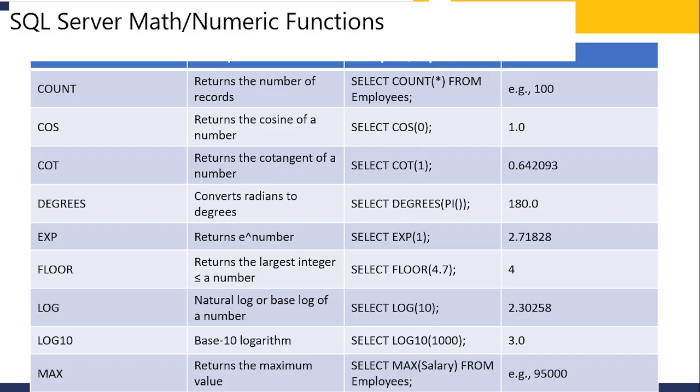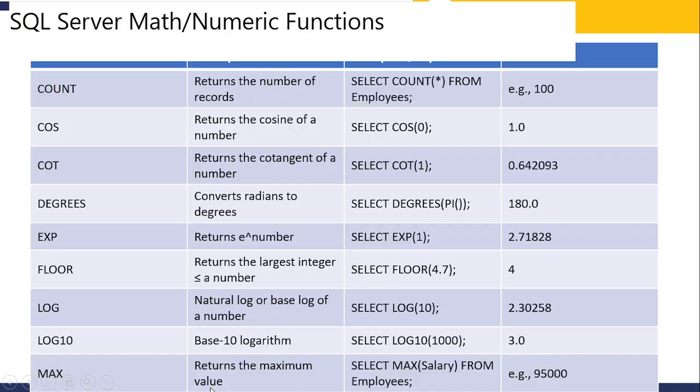Log is the natural log that gets calculated. So log of 10 will be 2.3. Log10 is based on algorithm. So here log10 of 1000 will give me 3.0.